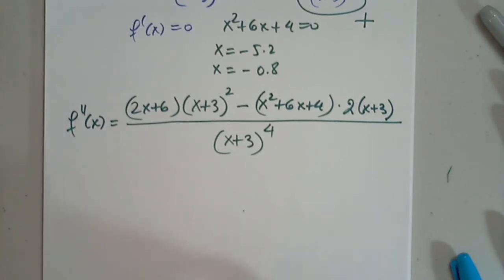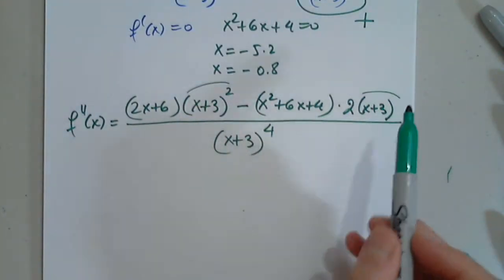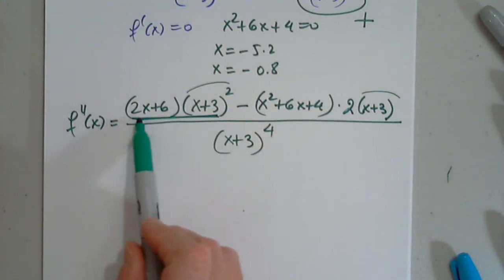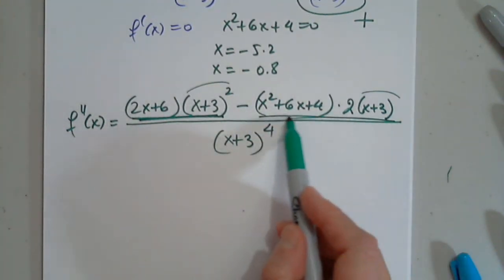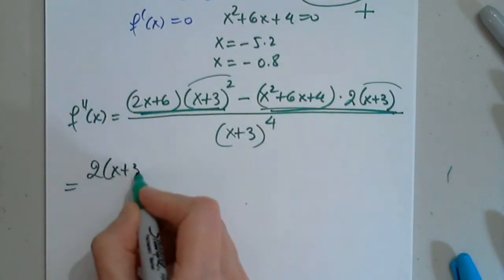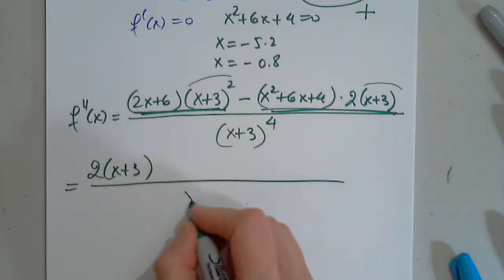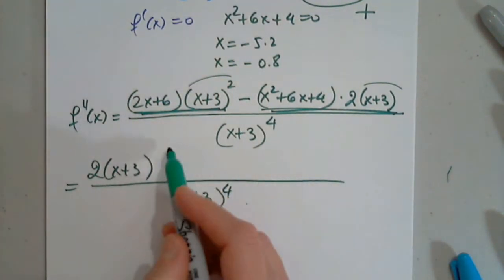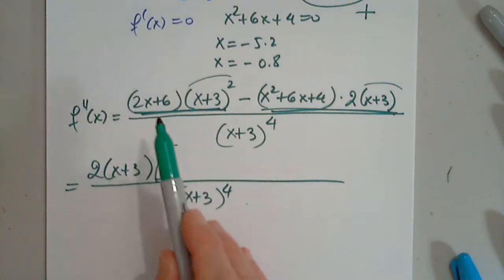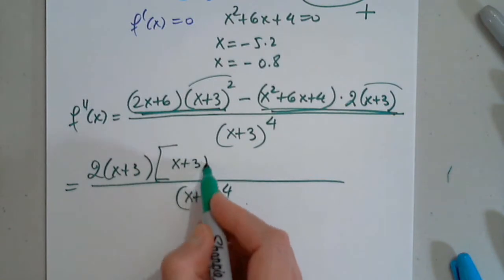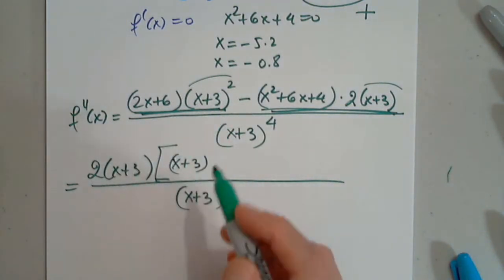But yes, I will factor out x plus 3, and I can also factor out a 2 from these two. So 2x plus 3 will come out from these two top terms. Never multiply, always factor out and simplify. Okay, so let's see what is left. I took out a 2, so an x plus 3 is left. And another x plus 3 is left as well.